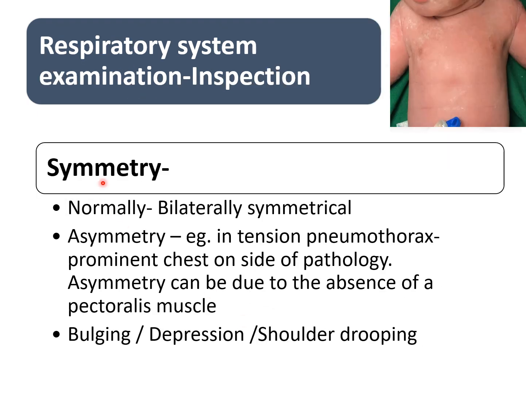Then check the symmetry. Whether the chest is bilaterally symmetrical or not. If any asymmetry is there, for example in tension pneumothorax, there can be prominence of one side of the chest. Asymmetry can also be due to absence of the pectoralis muscle. It is a rare condition, and also we have to check the shoulders. Any shoulder drooping or any depression. So any asymmetry because of bulging or depression, we have to mention.